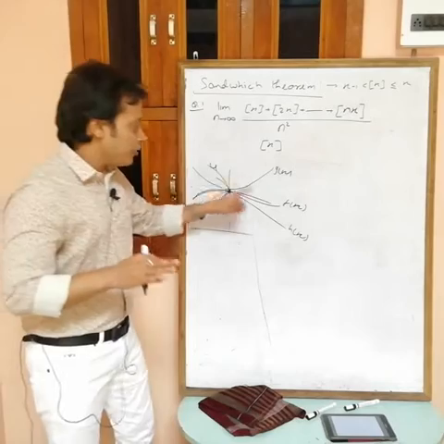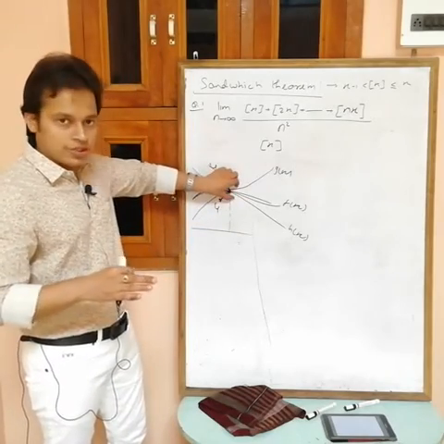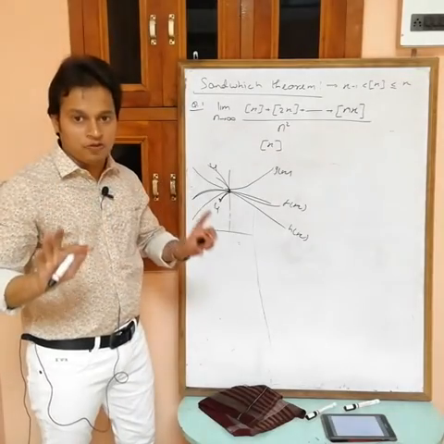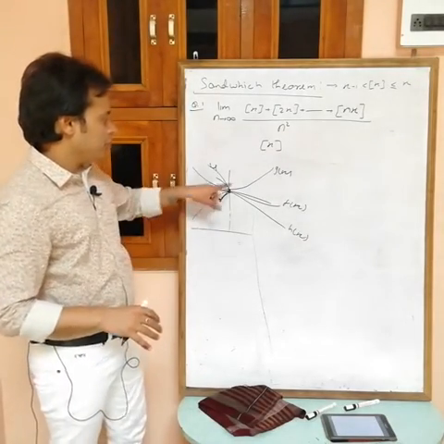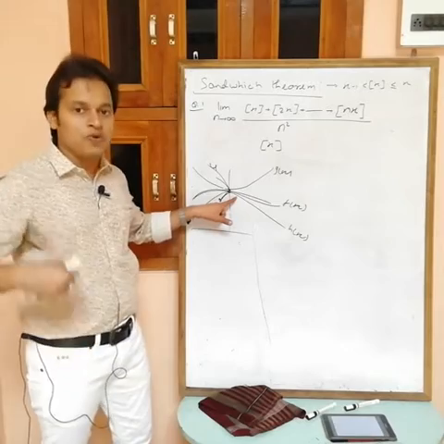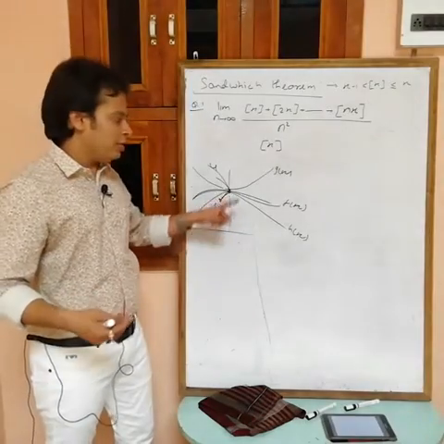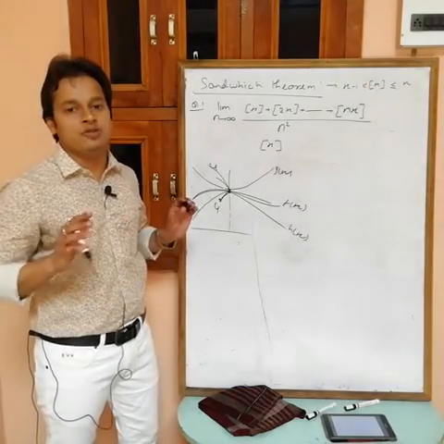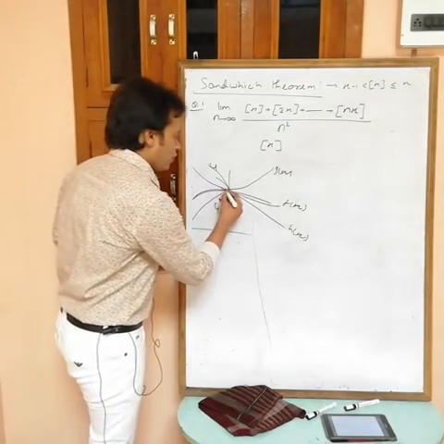Now we know that f(x) always lies between these two. So between 4 and 4, what do we have? Only one possibility, it can be 4. If the limit of g(x) and the limit of h(x) are both 4 at this point, then the limit of f(x) is also 4, because f(x) always lies between these two.